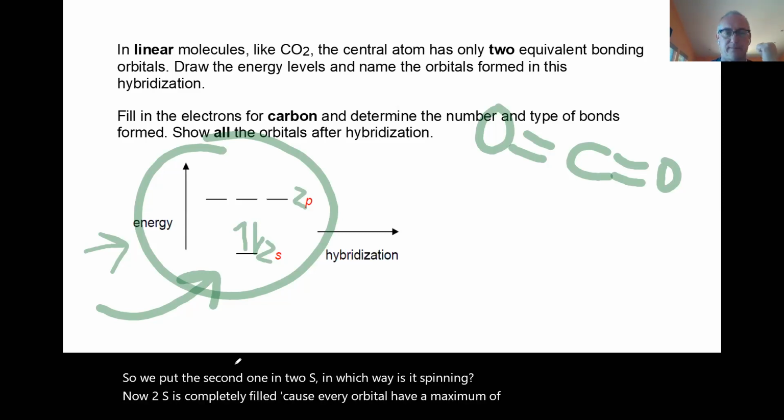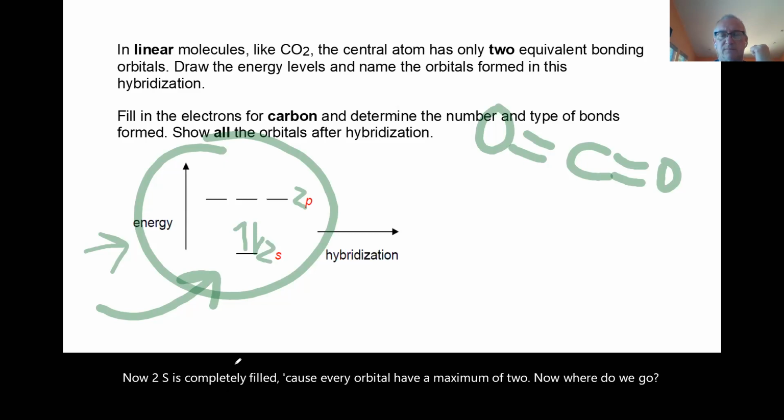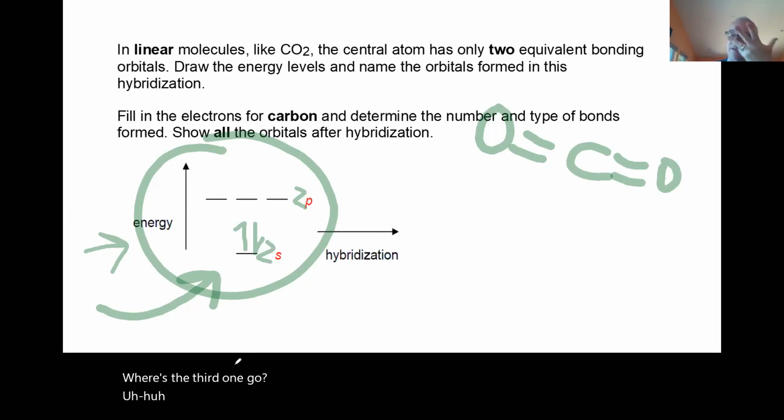Now, where do we go? Where's the third one go? Goes up to 2p. Now, is there any particular one of these we have to put it in?